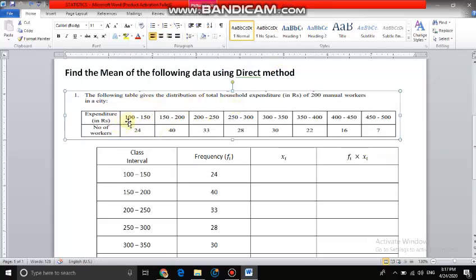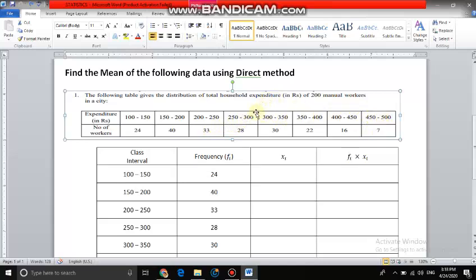Here it is given, from 100 to 150 rupees there are 24 workers, 150 to 200 there are 40 workers, 200 to 250 there are 33 workers, and so on. And 450 to 500, there are 7 workers who are spending this monthly expenditure.